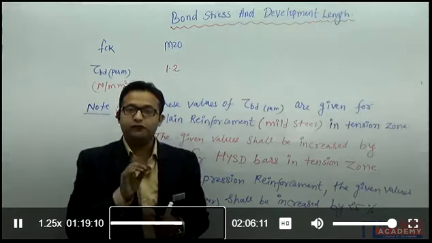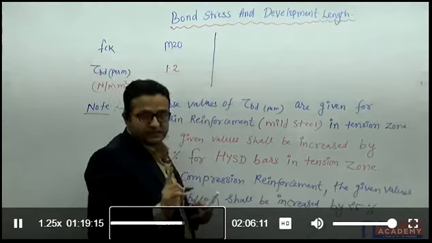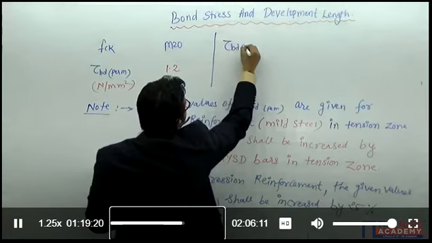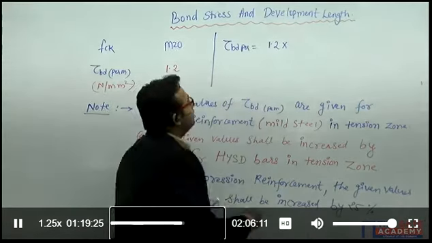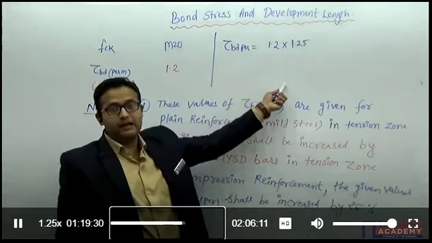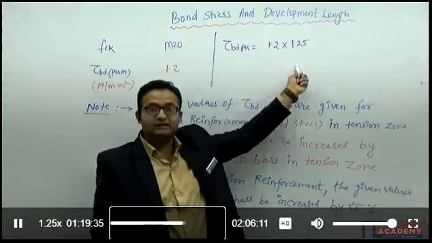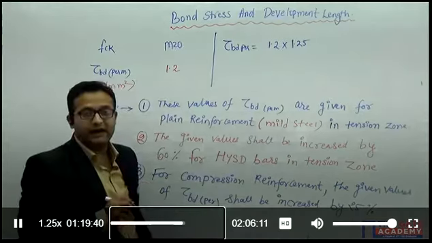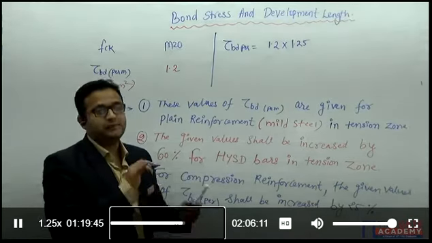So what should be the value of tau BD permissible? For mild steel compression reinforcement in M20, tau BD permissible will be 1.2 into 1.25. This should be the tau BD permissible, the value in the compression zone. Right? Suppose I have provided HYSD bar in the compression zone for the same M20 grade.